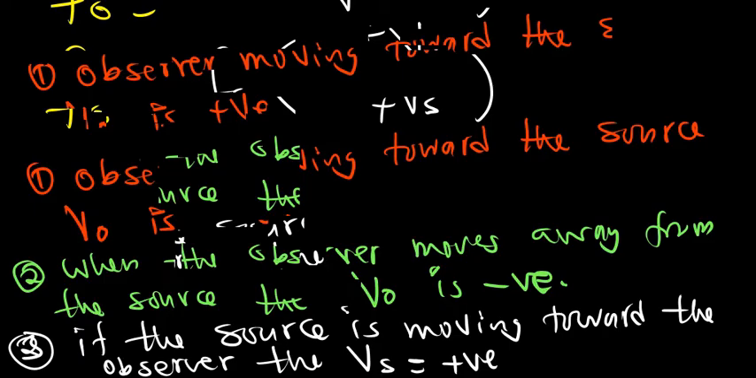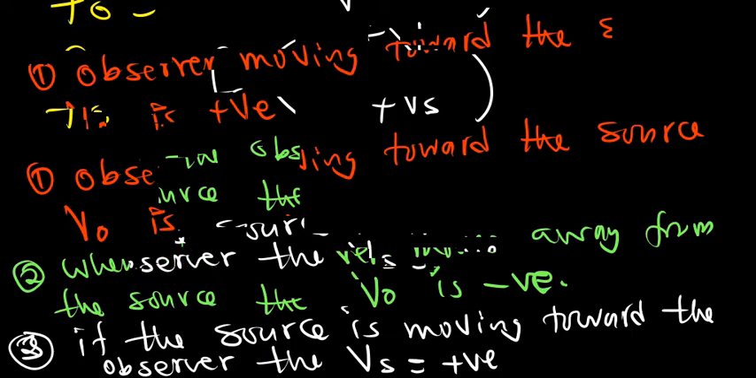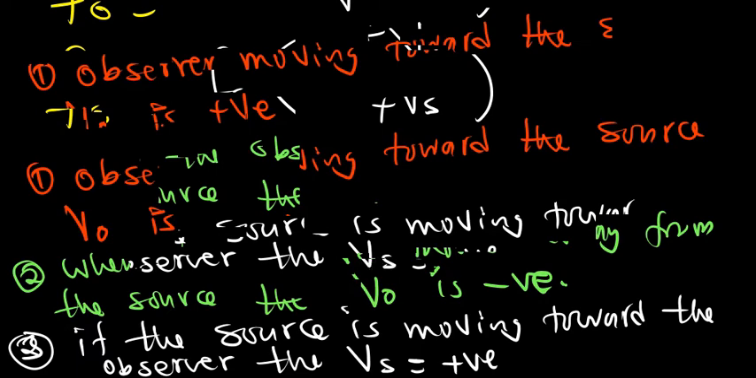Now let's go to the source. If the source is moving toward the observer, the Vs is positive. Now in this case, it's when the observer is stationary.